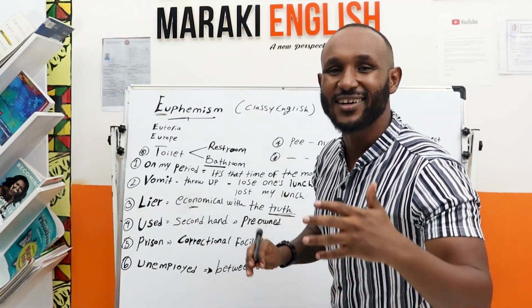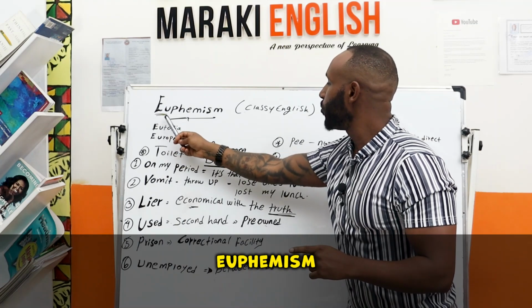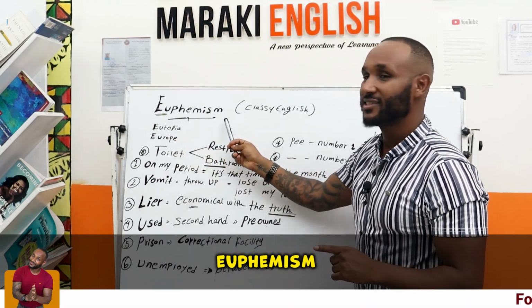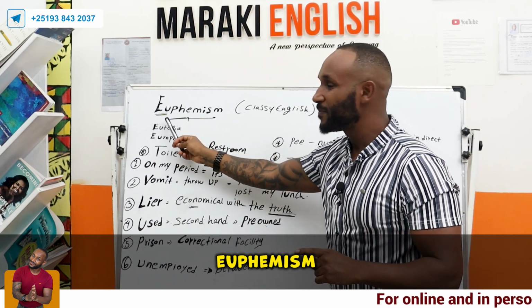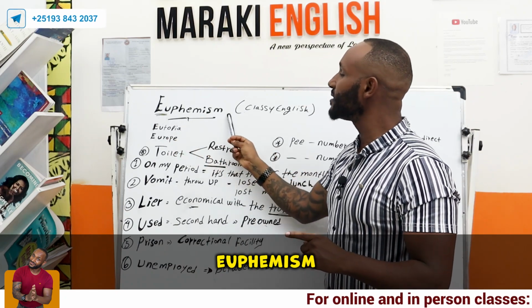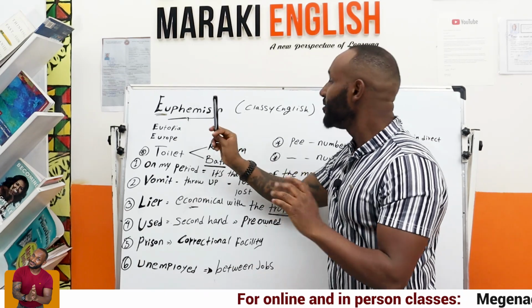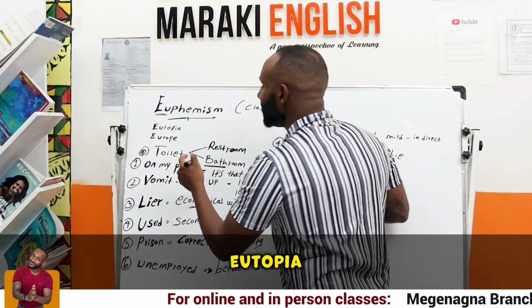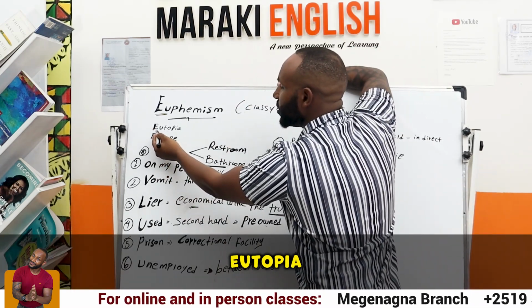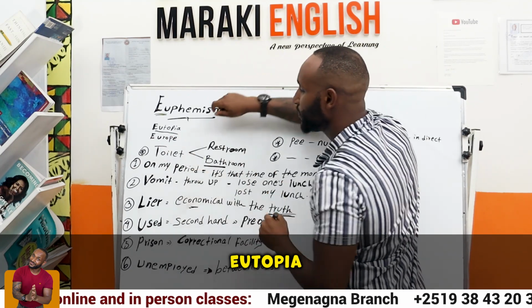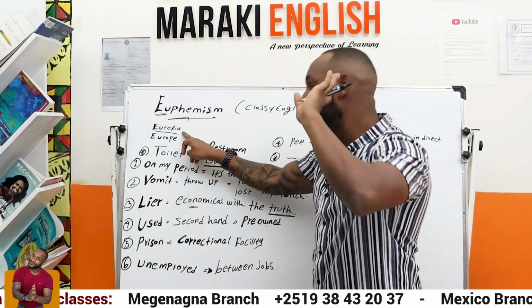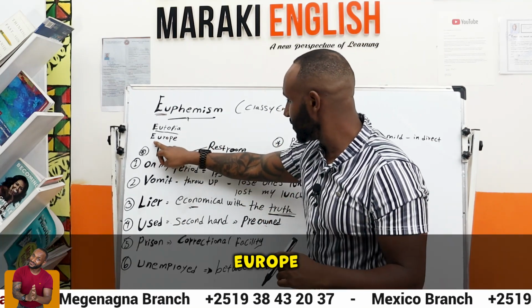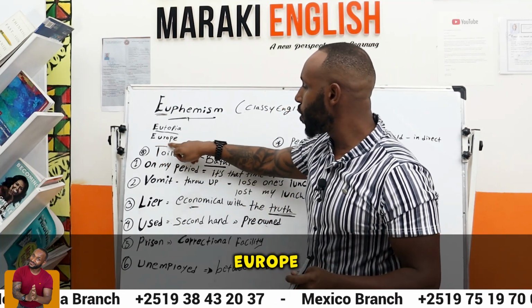Before we go ahead and start, let's start with the main word. How do you read this, guys? How do you read this? It says what? Euphemism? Okay, before we pronounce this, let's see these words. What about this one? Utopia? Is it Utopia? Okay, let's forget this too. Let's look at this. Is this Europe?